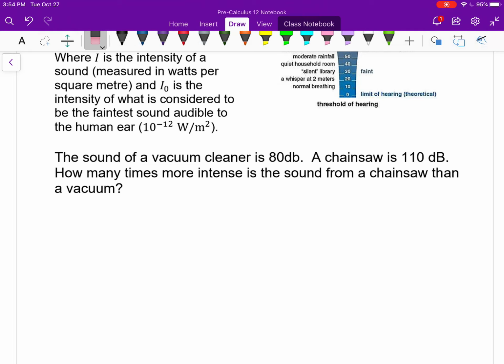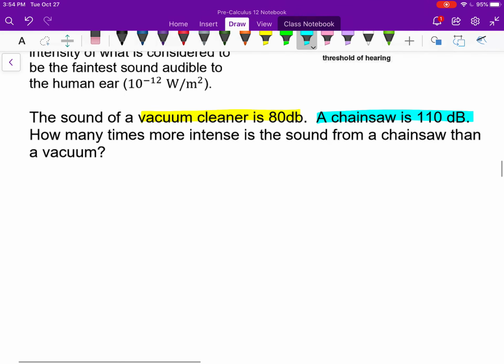The sound of a vacuum cleaner is 80 decibels. A chainsaw is 110 decibels. It's clearly more. How many times more intense? It's really hard to tell just by looking at this. And so first, let's go back to what a decibel is and these particular sounds. So if I look at a vacuum, we know the decibels. It's 80.